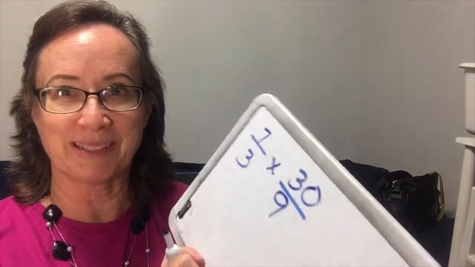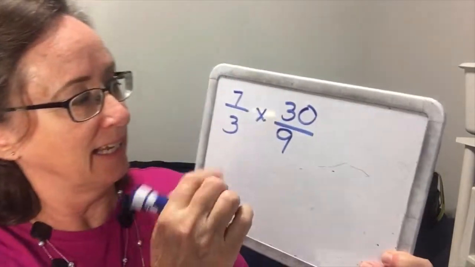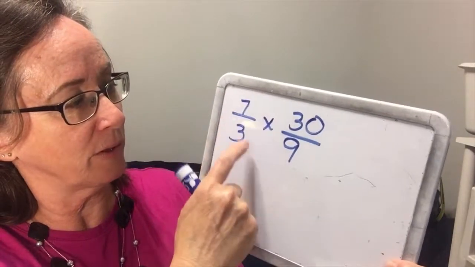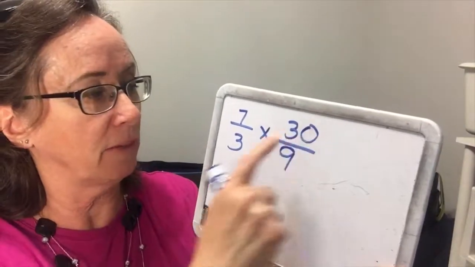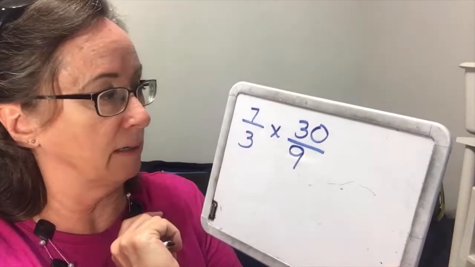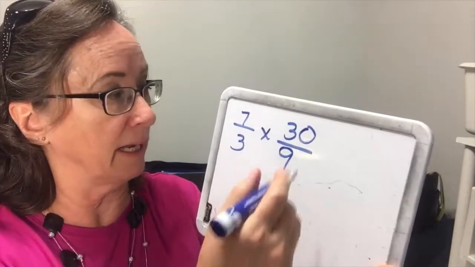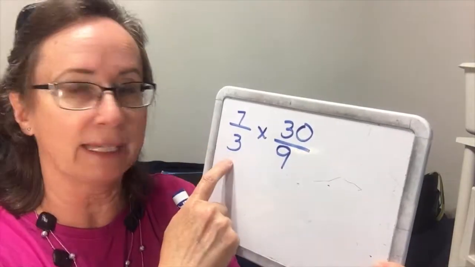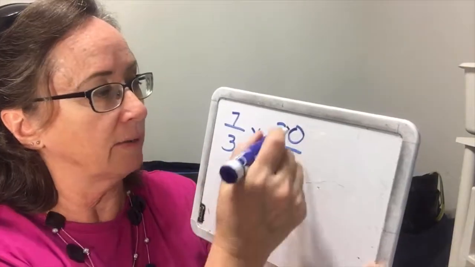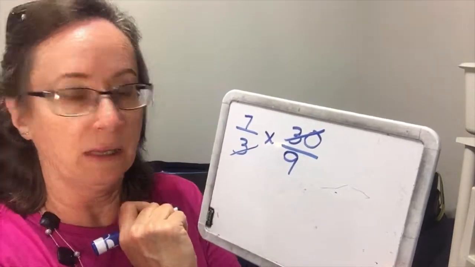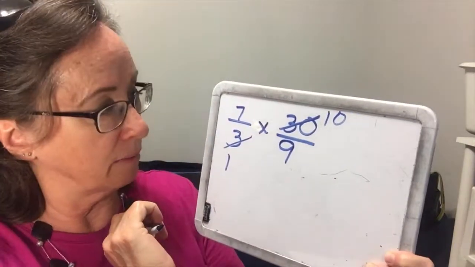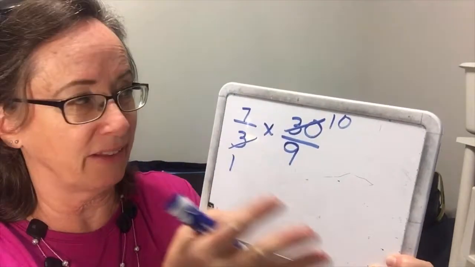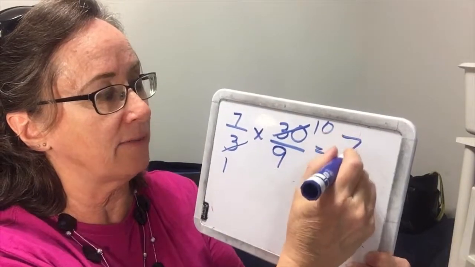So now we have just about 4 more problems, and then we'll be done with this section for tonight. Here we have 7/3 and 30/9. We could cancel the 30 with the 3 or the 30 with the 9. I'm going to cancel the 30 with the 3. Anytime I have something on the numerator, I can cancel it with a denominator. The 30 and the 3 will cancel with a 1 and a 10 because I'm dividing both of them by 3. And then I look around and there's nothing else I can do, and I get 70 divided by 9.